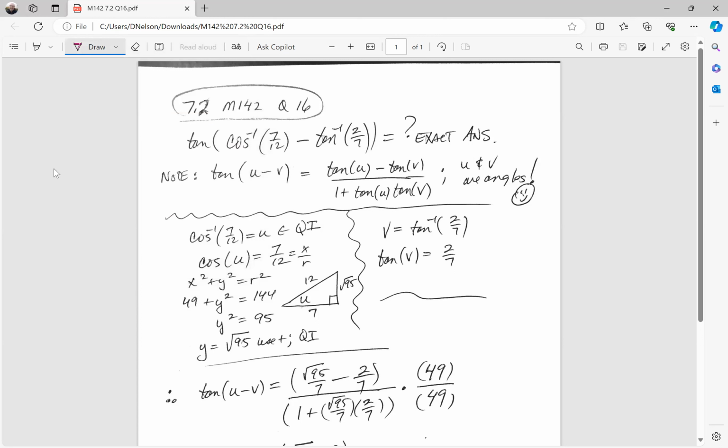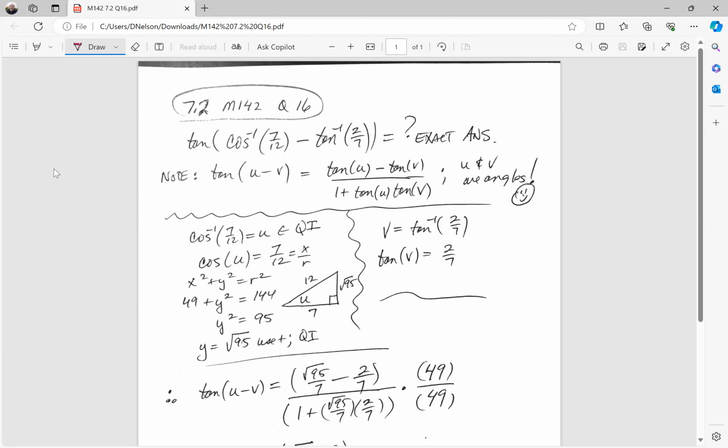let's start with looking at u as the inverse cosine of 7/12. Well, then I know that the cosine of u is 7/12. If the inverse cosine of 7/12 is u, cosine u would equal 7/12. And we're going to assume that it's in quadrant 1 as well. So 7/12 would be an x over r. If we're looking at things in a right triangle, I know that the adjacent side would be 7 and the hypotenuse would be 12.